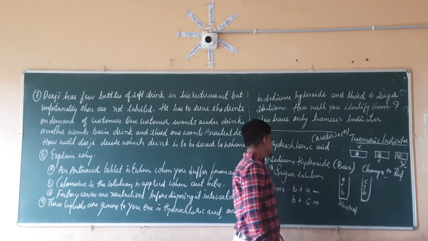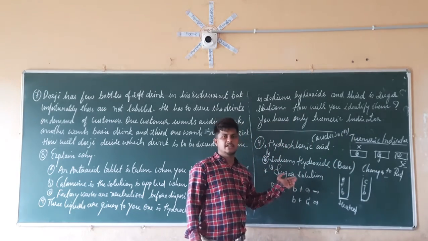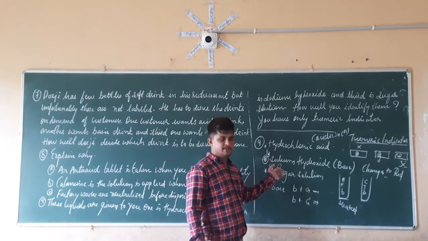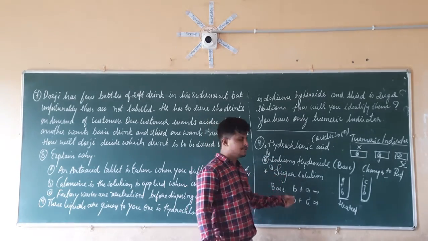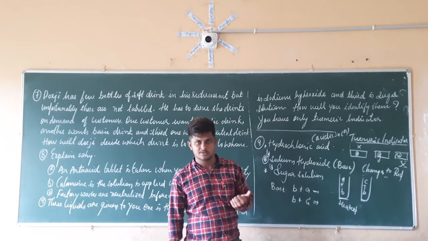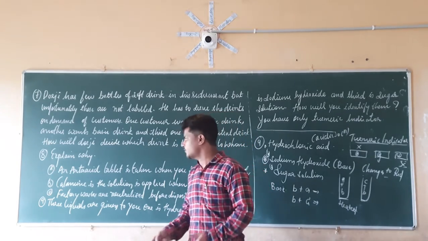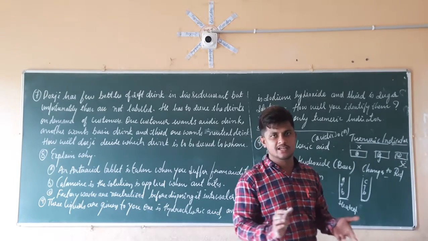Right, we remain with C only. We already found B and A as the basic and acidic solutions. So what remains is the sugar solution, that is C. The sugar solution is the neutral solution. So this is the answer for question number 9. I hope everything is clear up to this point.